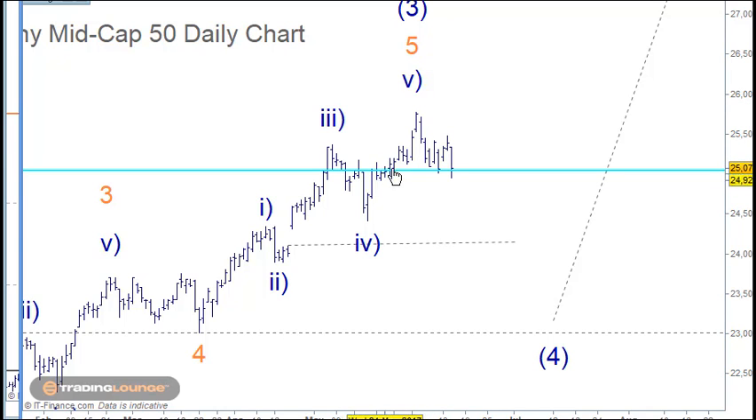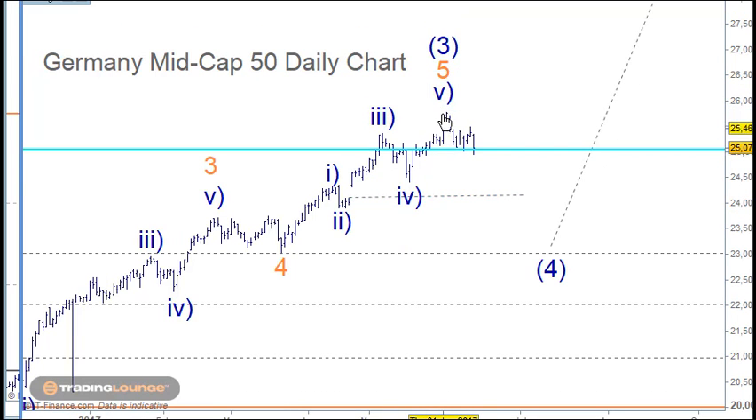So even though that wave 3 was a little bit short and messy, I'm okay with putting wave 5 of wave 3 here, and then we would look for wave 4 to pull back to the wave 4 of one lesser degree, which would be roughly the 38.2% anyway.